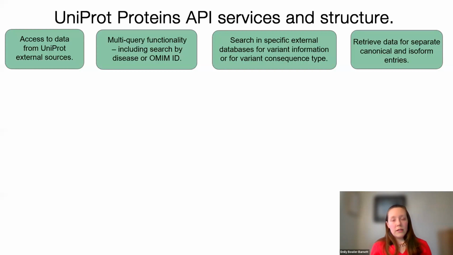So you can, as an example, filter for specific external databases, if you're looking for variant information. So you might only want data from Cosmic and not from other sources. So the API gives you that functionality. It's multi-query, so you can search by disease or OMIM ID within a certain taxonomy, or within a certain set of variants, or across a certain part of the genome, as an example. And you can retrieve data for separate canonical and isoform entries as well.